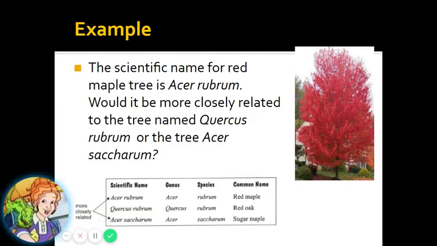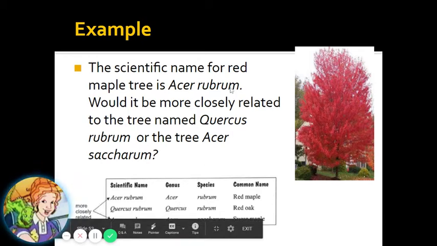So another example, we have the scientific name for red maple is Acer rubrum. There's a really pretty one right there. Would it be more closely related to the tree named Quercus rubrum or the tree Acer saccharum? Okay, and sometimes this confuses people because they see the rubrum and they think, well, that's the lowest level. They must be the most closely related. The name is 2 parts. So you have to look really at the genus to figure this out. So the 2 acers are going to be more closely related.